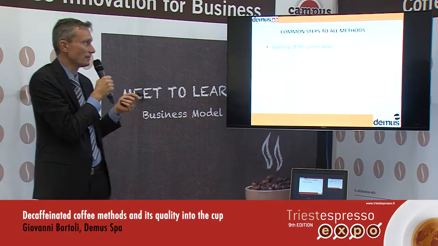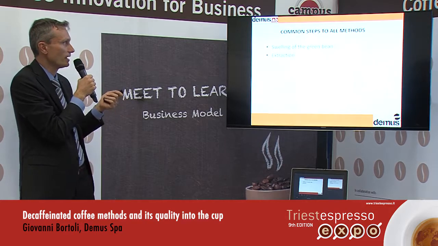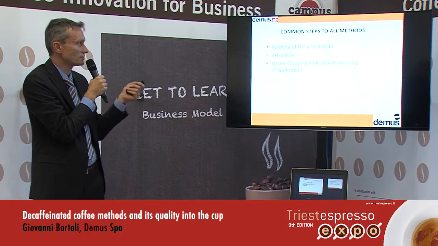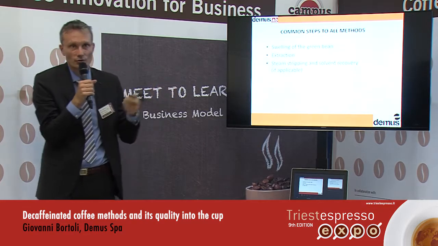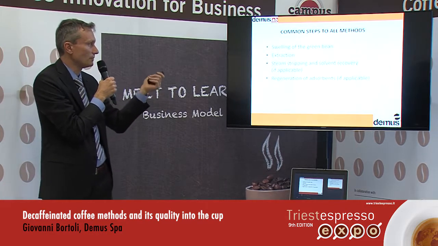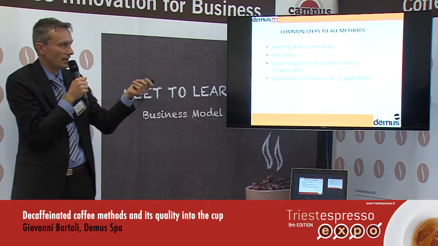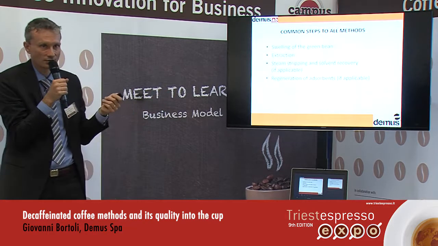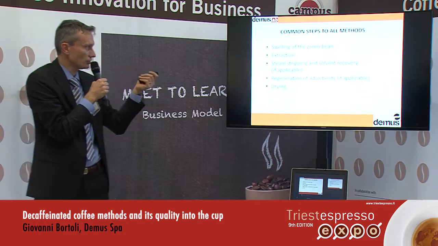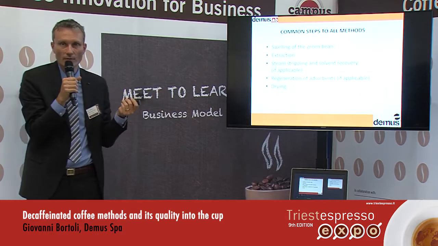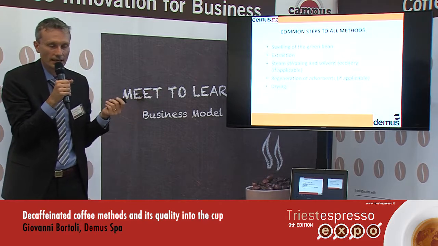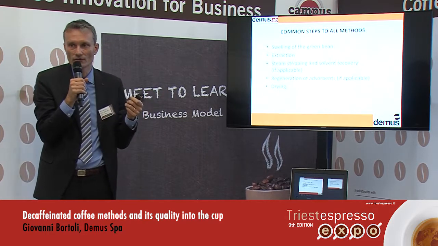There are some common steps to all the methods. It is the swelling of the green bean at the beginning, then the phase of extraction, then the steam stripping and the solvent recovery, where you use a chemical solvent, the regeneration of the adsorbents if you use other methods such as water decaffeination, and the drying at the end to take the coffee again to the moisture level set by the legislation, because for the green coffee in Italy you have a limit of 13%.